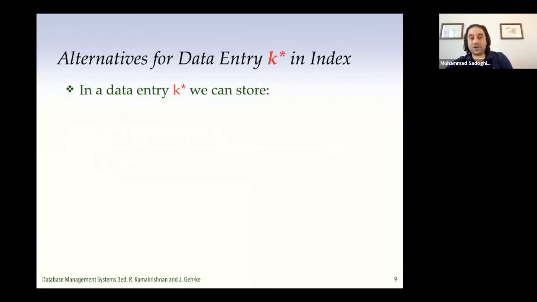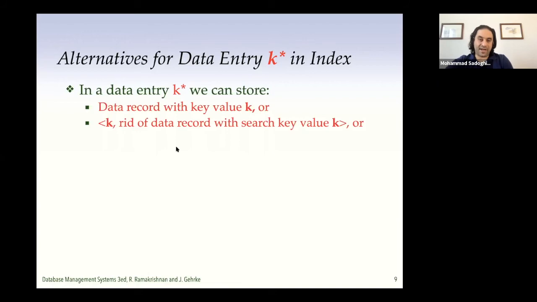So now the question is, what do I store? So I have my search key, and what do I store in that? If the search key is H21, what I've shown in the previous slide is that there is a reference pointing to where that record is. So that's one alternative. I could have my key, like H25, and then the rid of the data record with that search key.